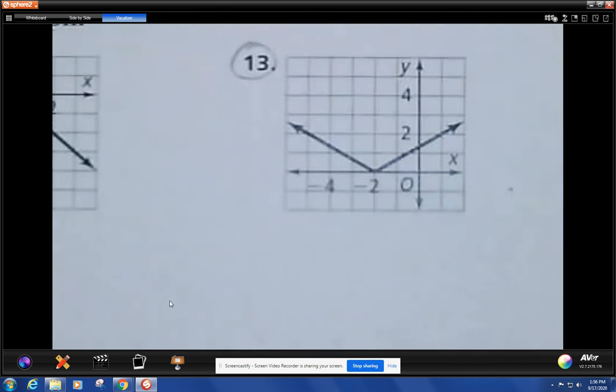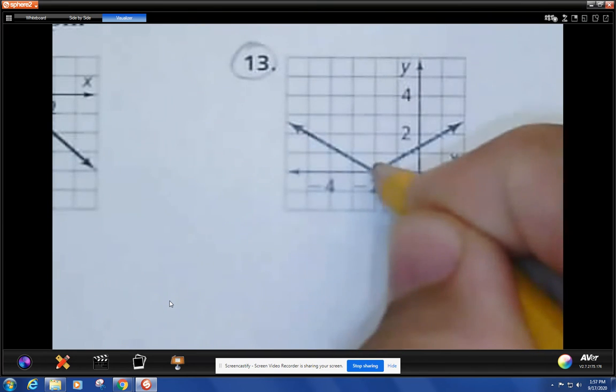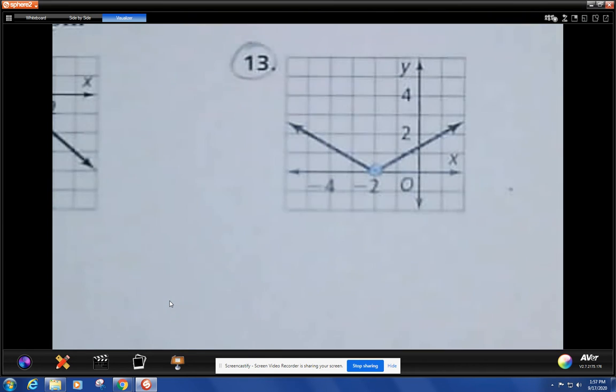Okay? So the first thing I would want to do and want to think about is the fact that my vertex is right there, because my vertex tells me so much about this particular graph. Okay? Now let's go ahead and write out our format, and then we'll fill it in.